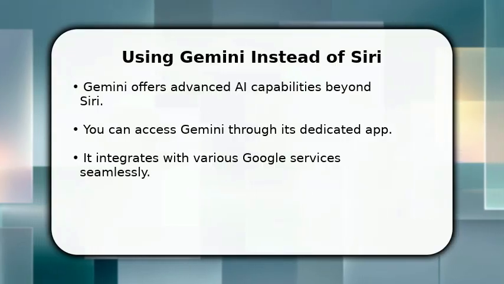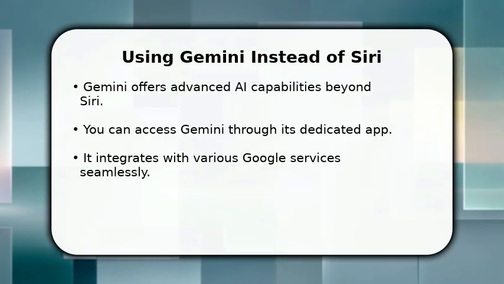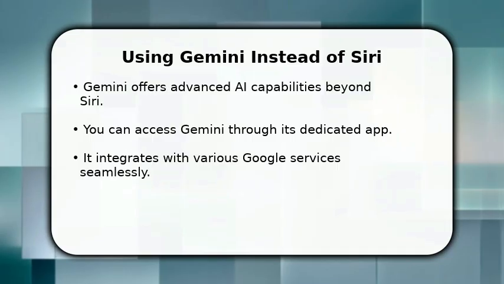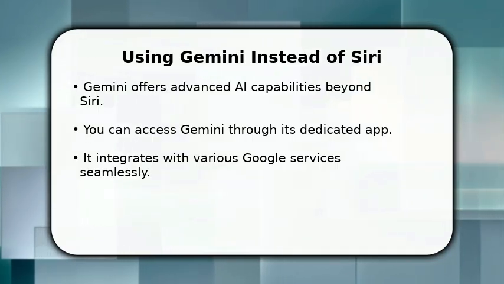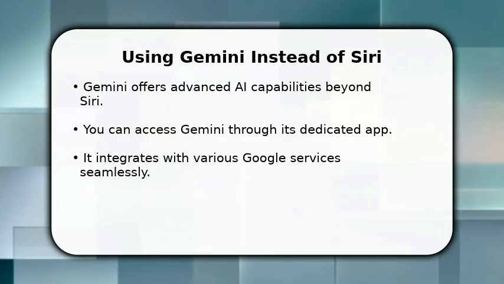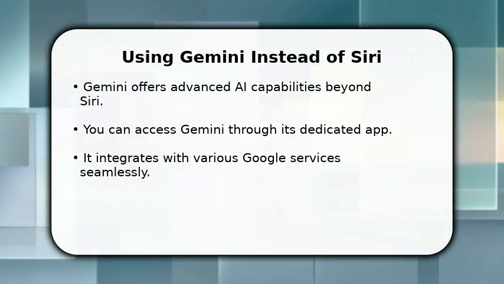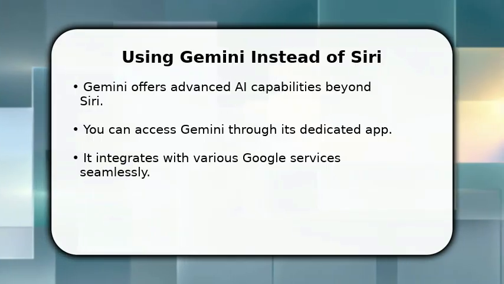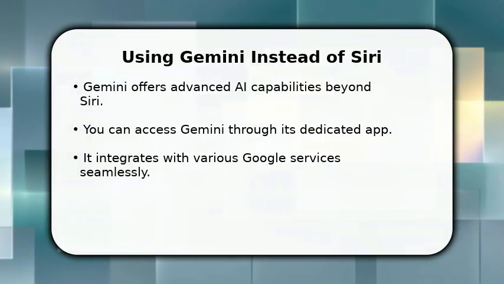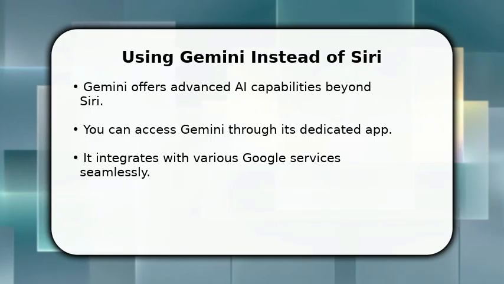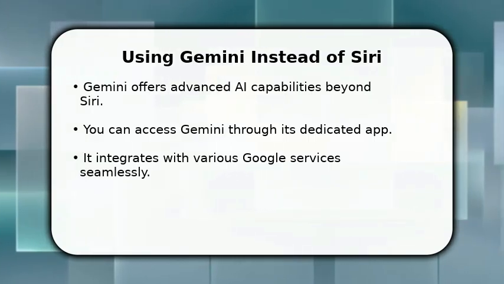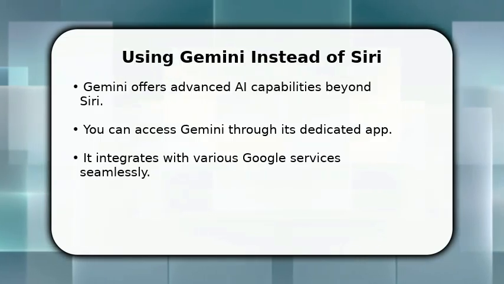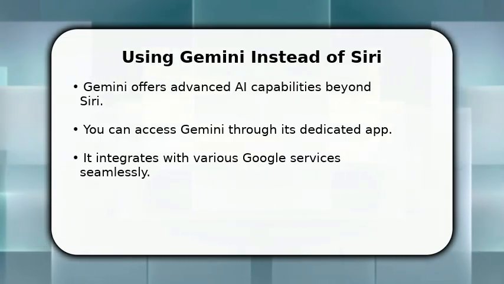In this video, I will explain how to use Gemini instead of Siri. Gemini offers a more advanced AI experience compared to Siri, integrating deeply with Google's ecosystem. To begin, you'll need to download the Gemini app from your device's App Store. Once installed, you can sign in with your existing Google account to unlock its full potential and personalized features. This setup ensures seamless access to all of Gemini's capabilities.